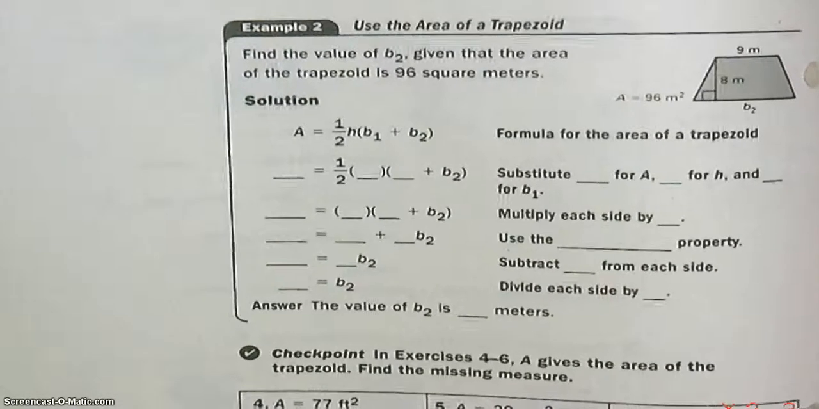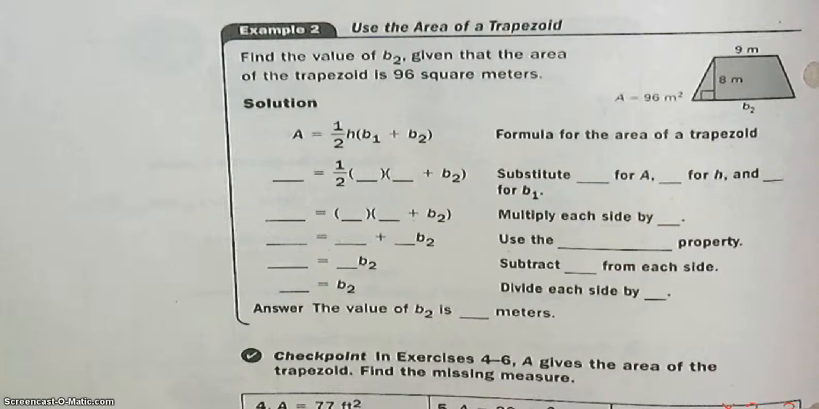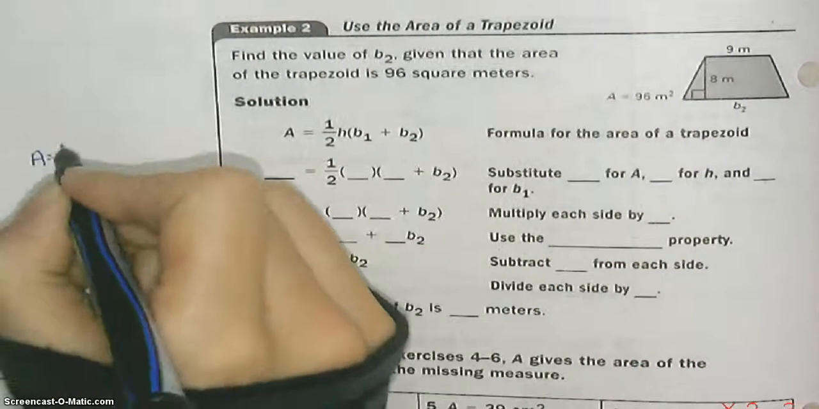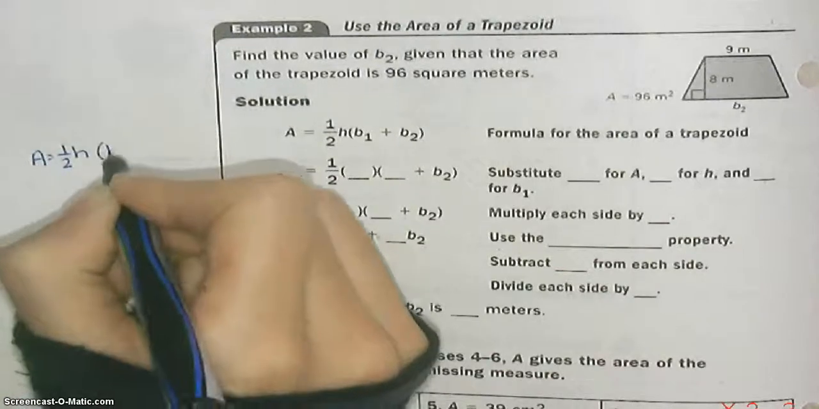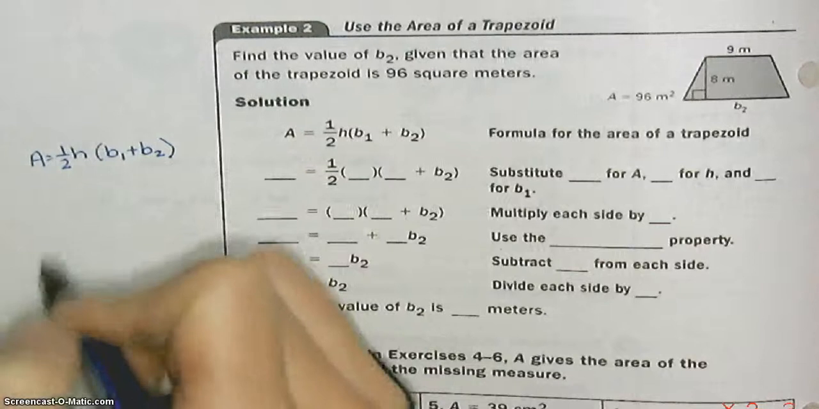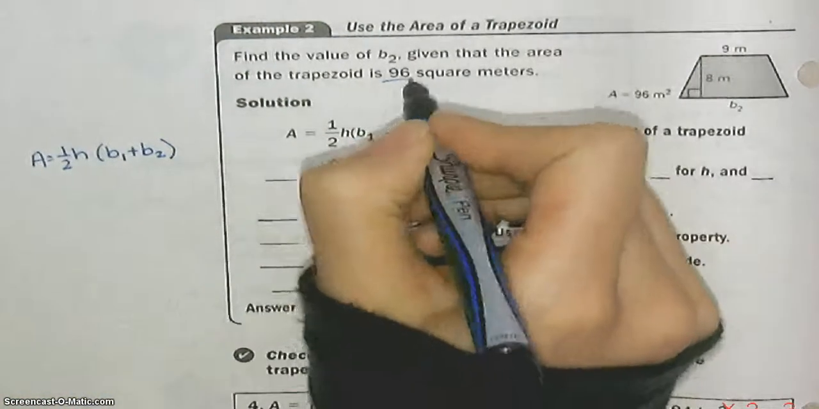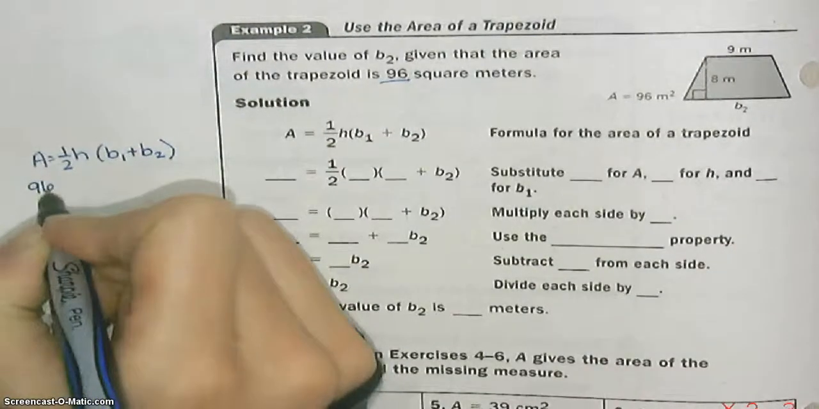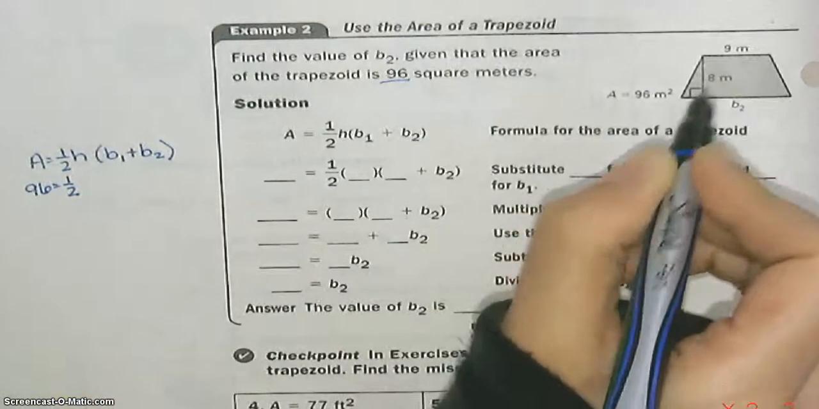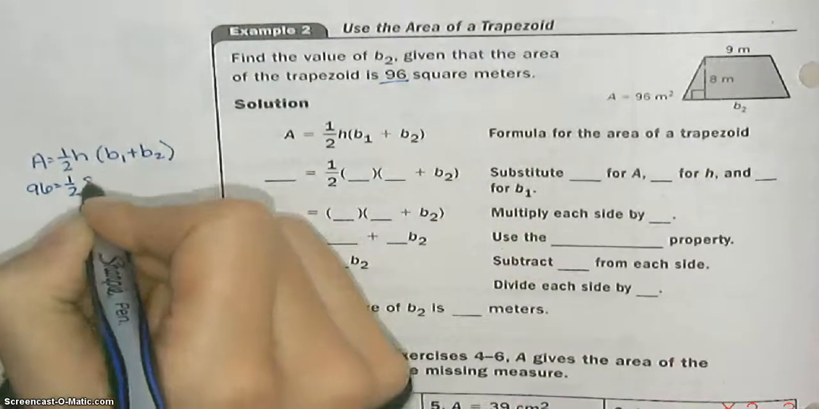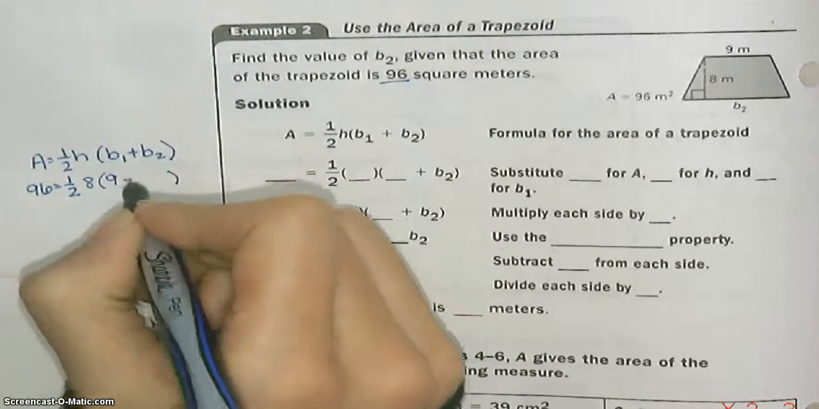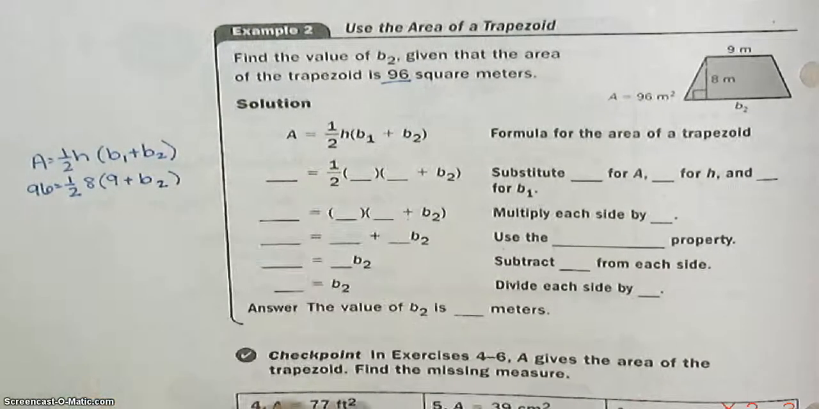Find the value of b sub 2 given that the area is 96 square meters. Okay, so like always, I start with writing my formula: 1/2 the height, base 1 plus base 2. Okay, what do I know? The area is 96, so I plug in 96. The height, look, there's the perpendicular right there, is 8. And the bases, well, one of the bases is 9, and I don't know the other base.